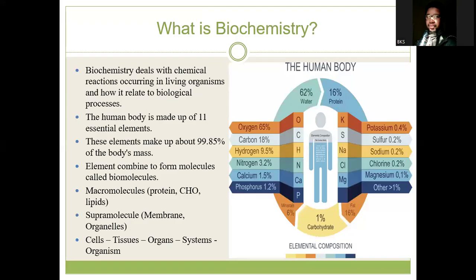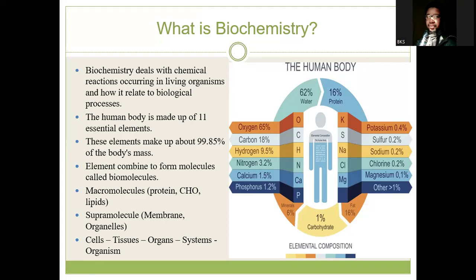So what is biochemistry? Biochemistry, just like chemistry, is a branch of chemistry that deals with the chemical reactions that specifically occur in living organisms. In chemistry, we talk about chemical reactions taking place either in a biological system or outside it. But in biochemistry, we deal with chemical reactions that only occur in biological systems. How do these reactions relate to biological processes?